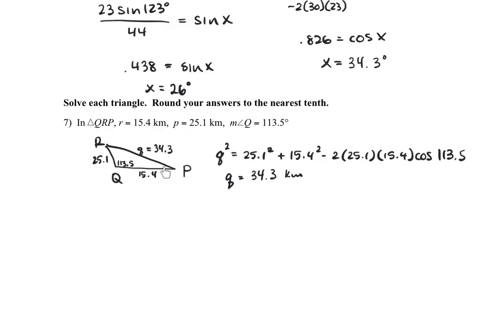So if we wanted to find angle P here, for example, then I would do another law of cosines. So if I want to find angle P, I'm going to start this with the side across from it for law of cosines. So this is angle P right here.